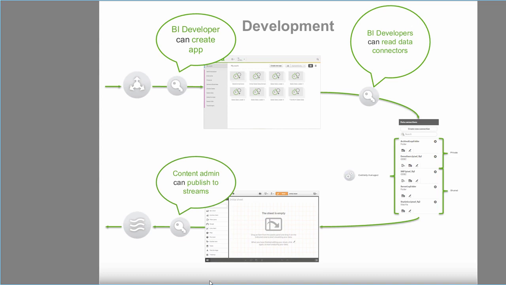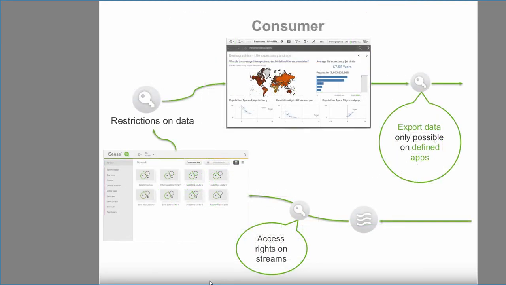Now, they build the applications, but then let's say there's a content admin who's responsible for reviewing the applications before they're published. The content admin doesn't have the capability to create anything from scratch. They can't read data connectors, so they can't bring data in. But what they can do is look at apps that are loaded into memory, and determine whether or not those apps are appropriate to publish to streams for the larger audience of users to gain access to. All of this can be controlled through our security rules engine.